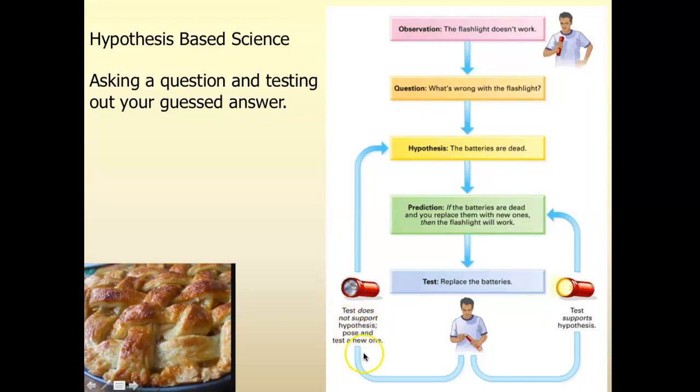So does your data support your hypothesis? Is your hypothesis correct that the batteries were the problem? No, right? Because you changed the batteries, and so the flashlight didn't turn on. So your hypothesis is not correct. So what do you do in this scenario, right? If the batteries are not correct, what do you go back and change?